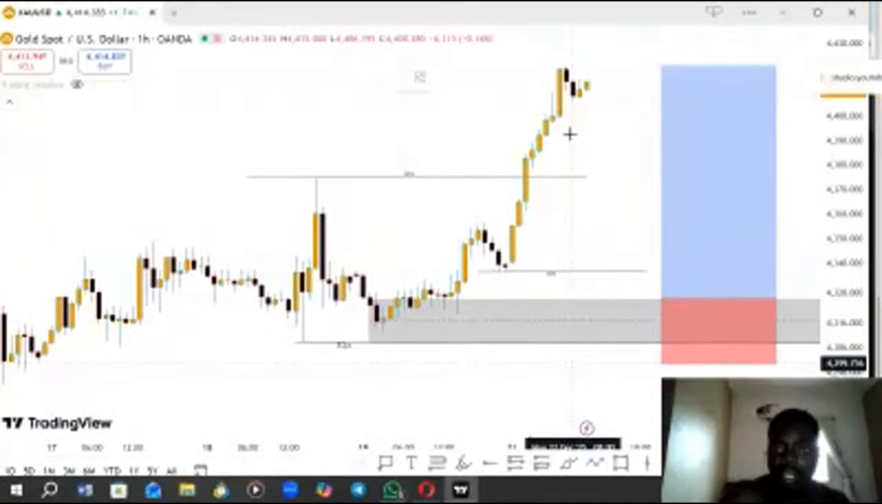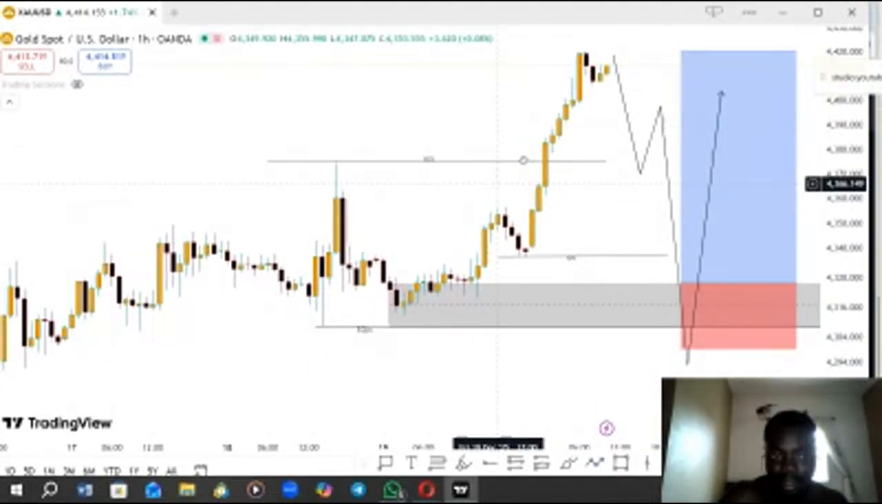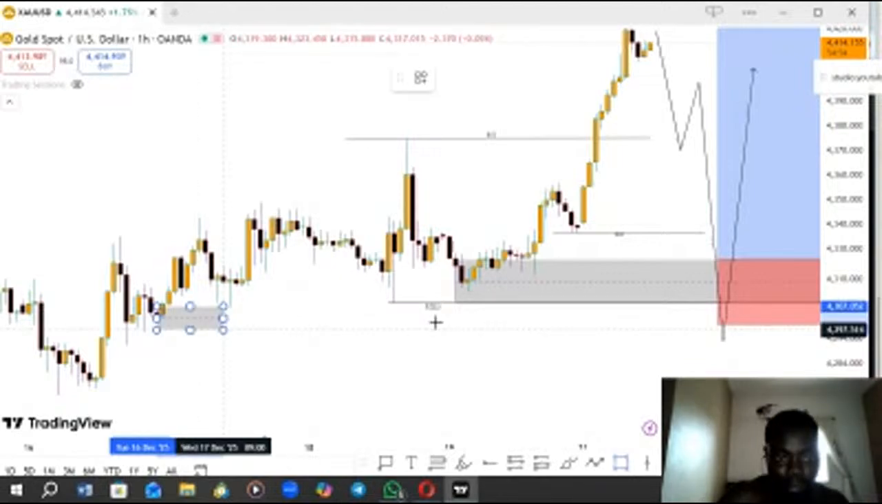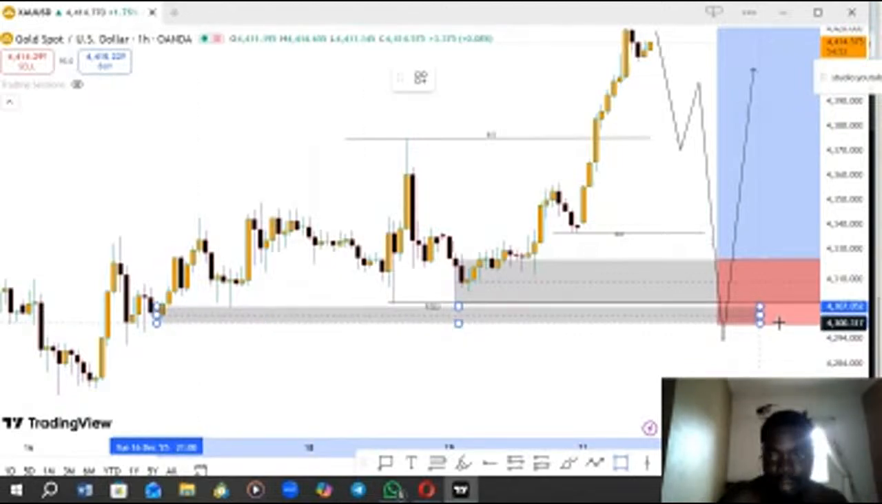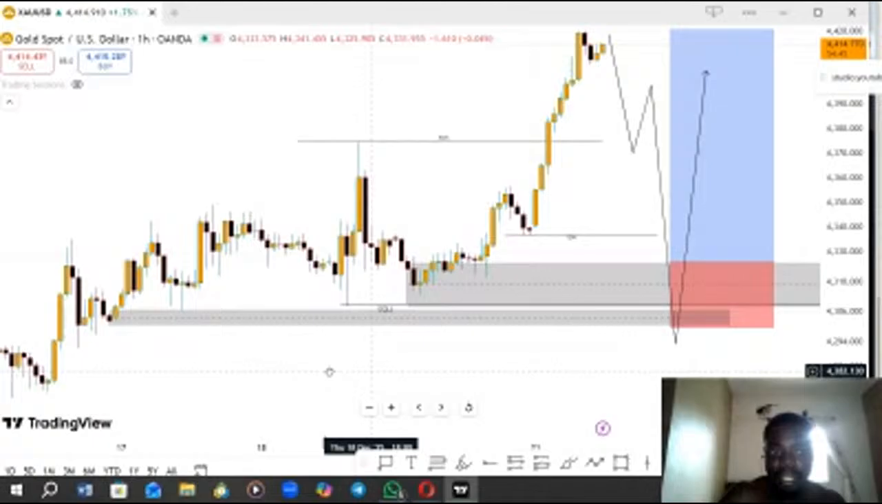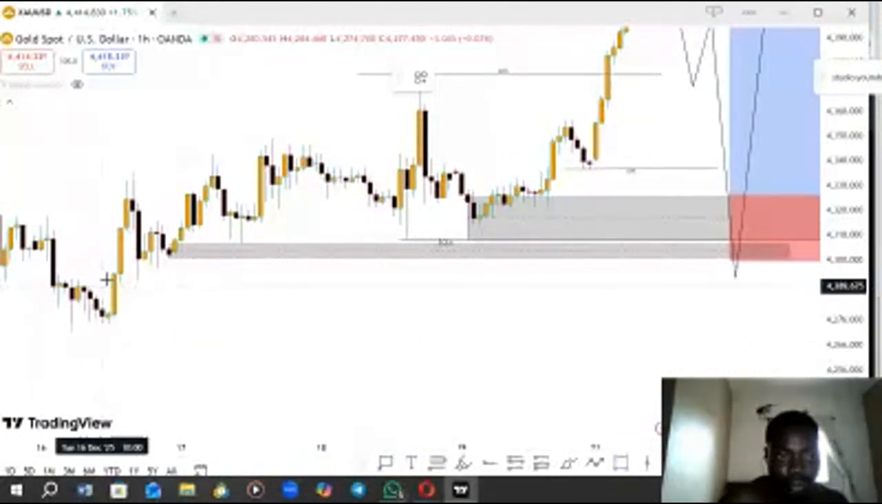So invariably, price can come down here and sweep it before buying. If I have that in mind, I can decide to mark out this, my latest demand zone, here. You can see we have several equal lows here too. So maybe that is where gold may come into, or gold may even come into this fair value gap down there before buying. So you have to put all these things into consideration.